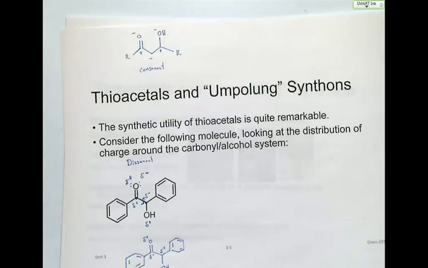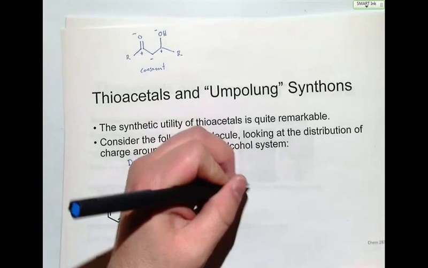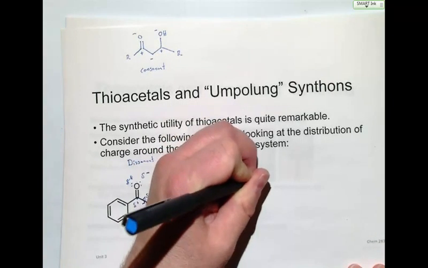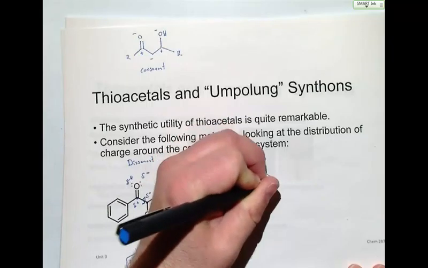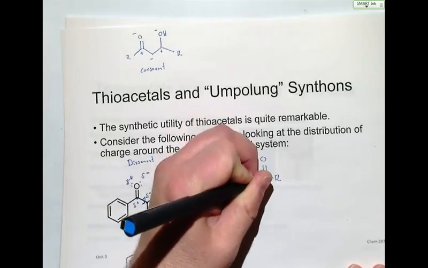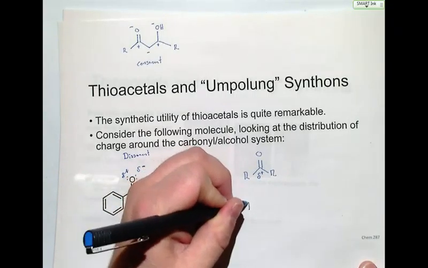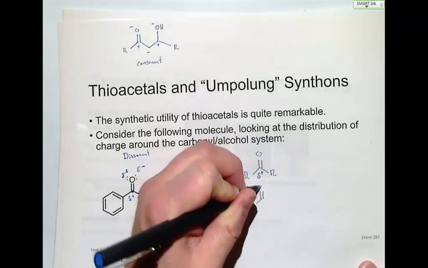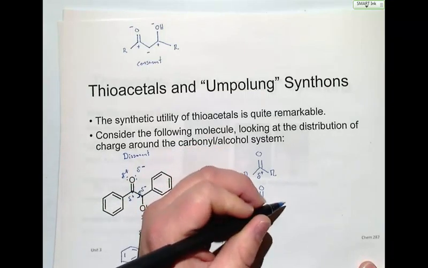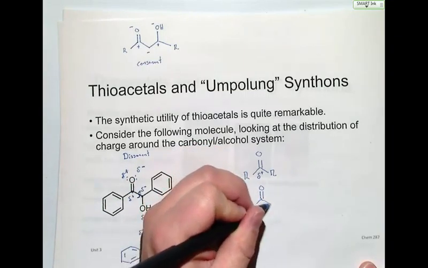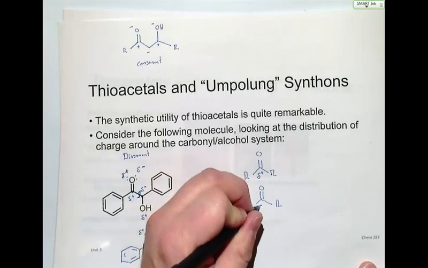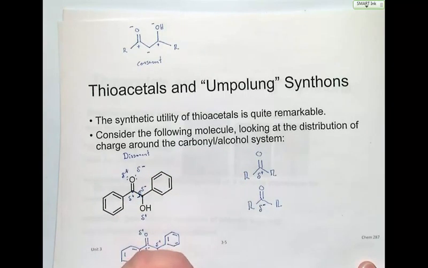And the carbonyl carbon, we look at what a carbonyl is supposed to be. We should have a delta positive here. What we're going to learn how to do with thioacetals is invert that. We're going to learn how to make carbonyls nucleophiles. So we're going to do umpolung, which involves making it this.